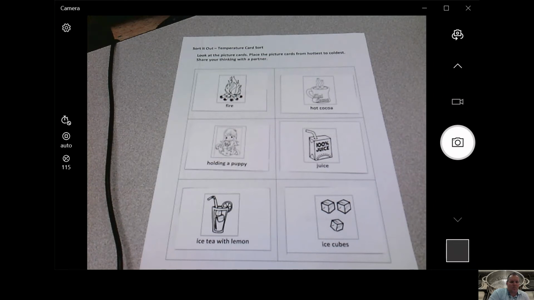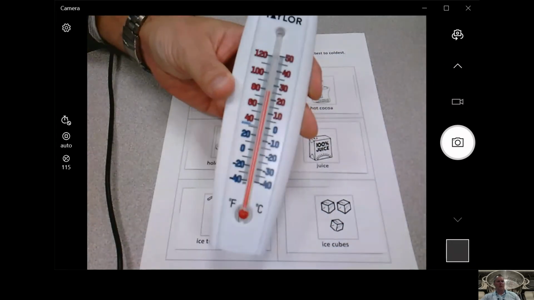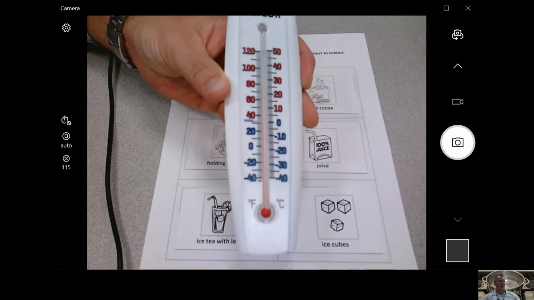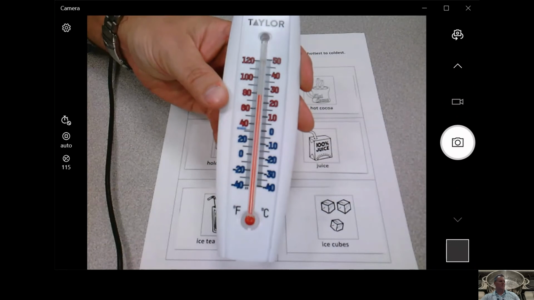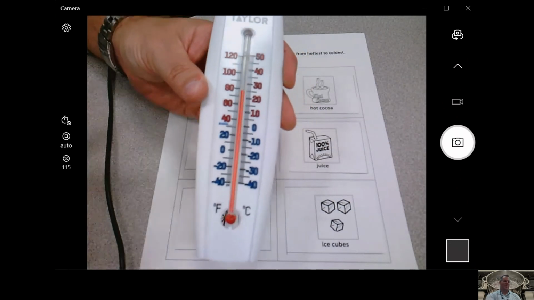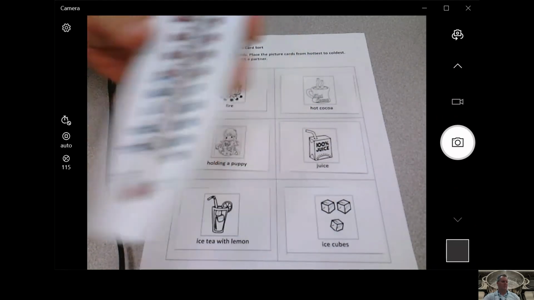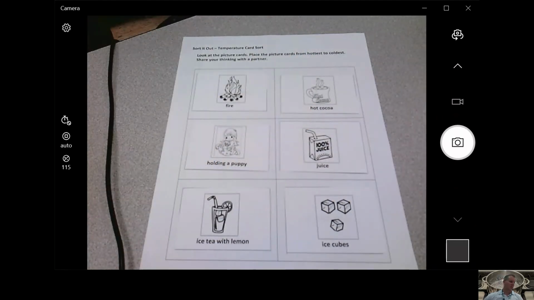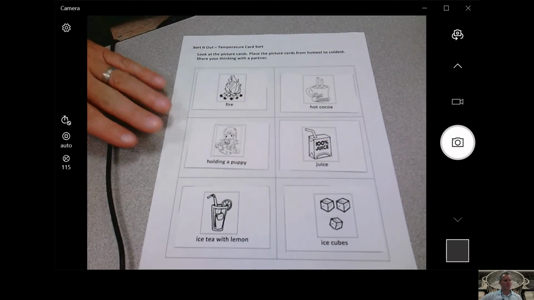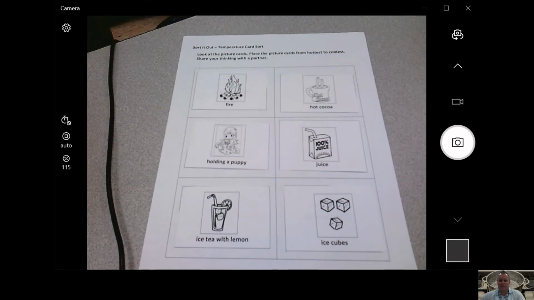And again, if we're not sure, we could always use a thermometer to help us find the correct temperature and assign a number to it using a great tool called a thermometer. So that's a little bit on temperature. That's another way we can sort, everybody.